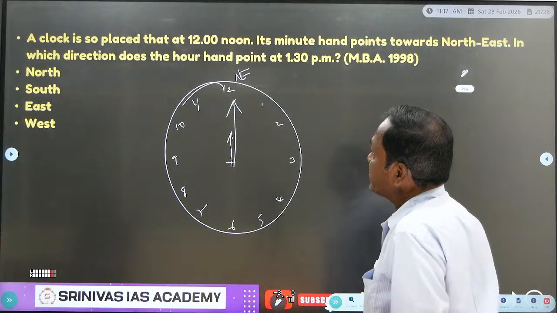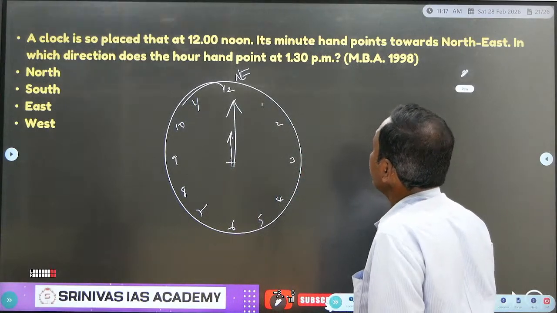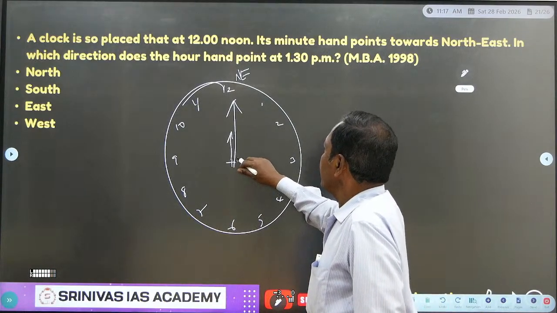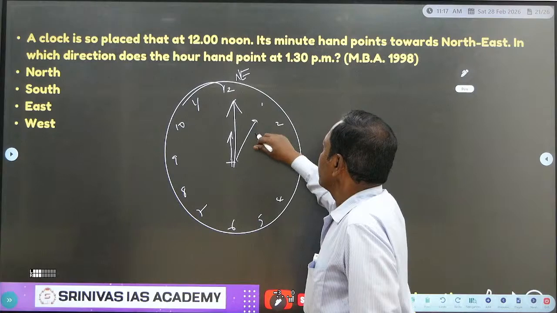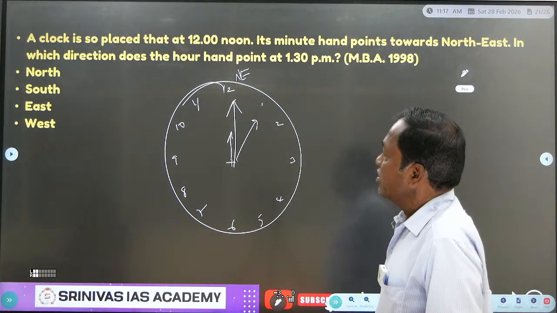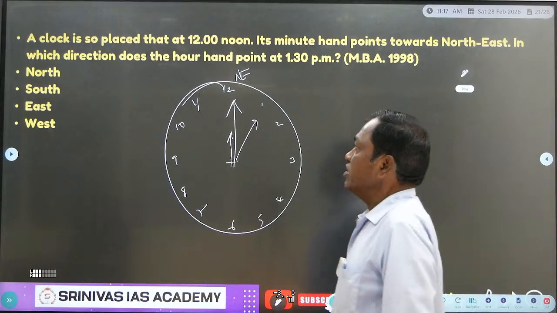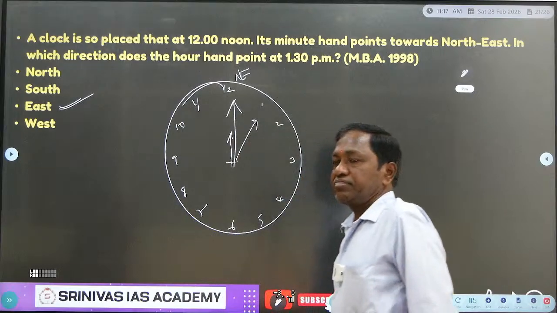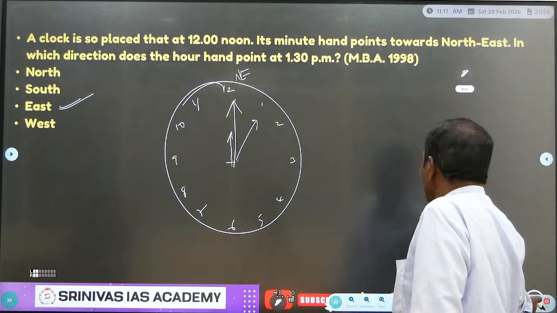In which direction does the hour hand point at 1:30? The hour hand at 1:30 means it will show like this. So one direction, 45 degree of northeast. 45 degree of northeast what? East. It's like that. Okay. Yes. Next.